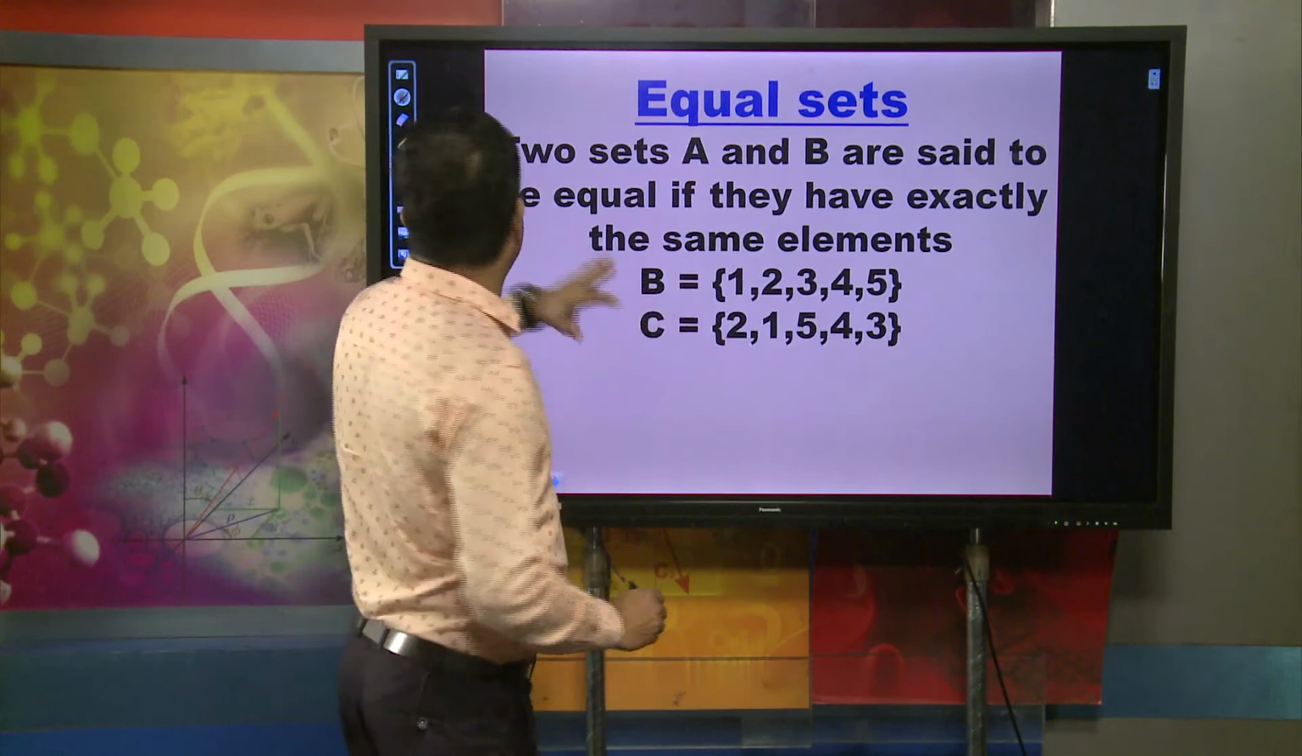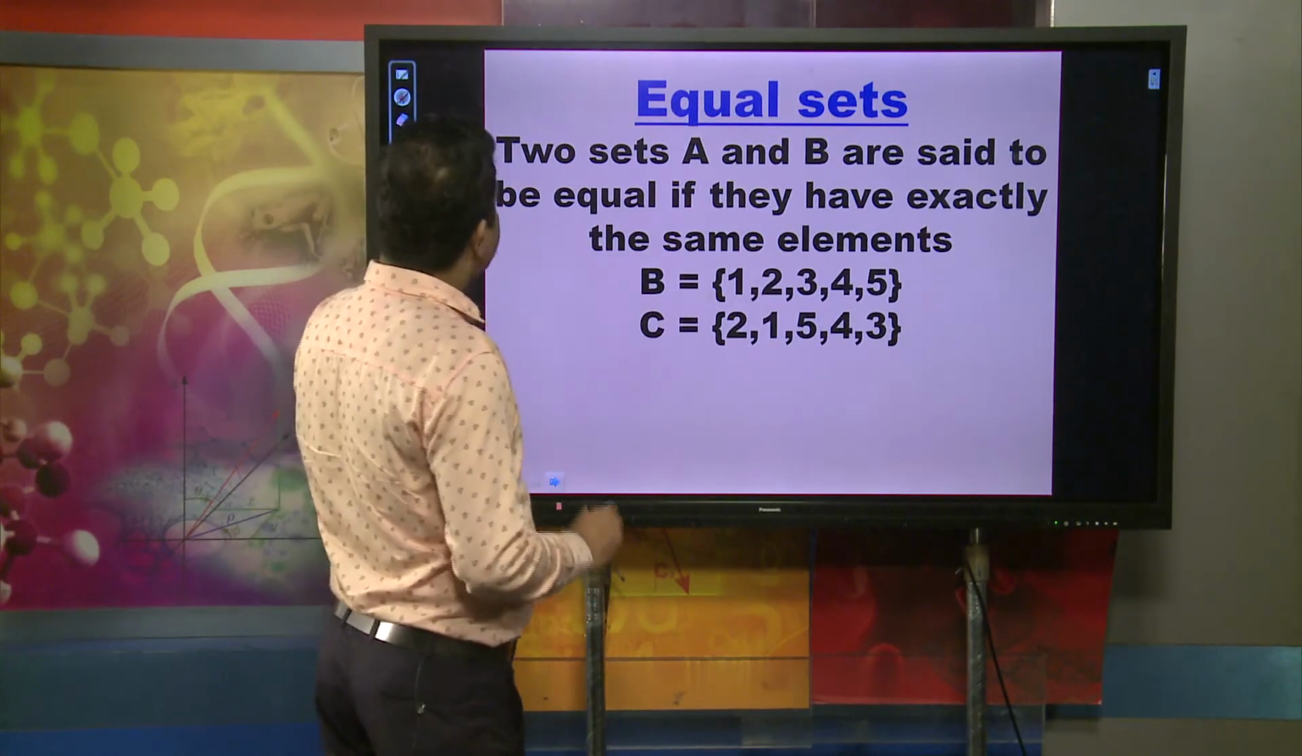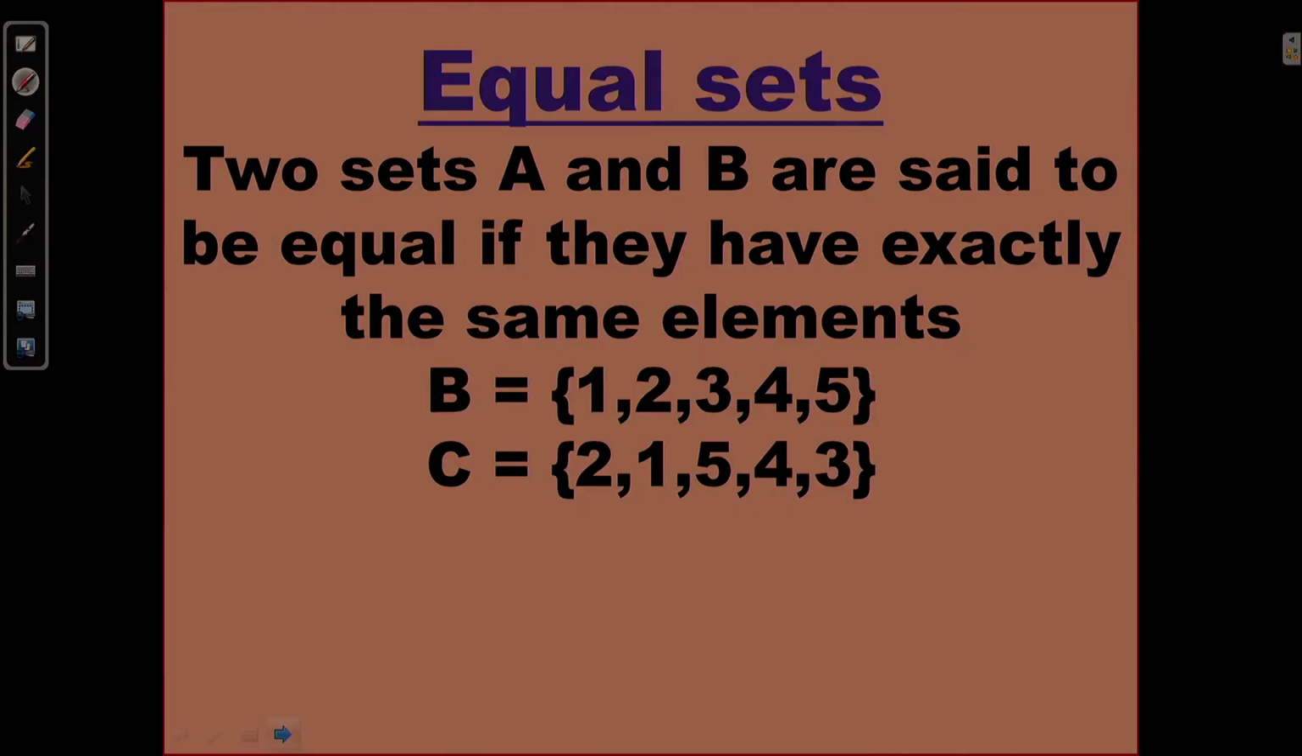Equal means, very simply, two sets A and B are said to be equal if they have exactly the same number of elements.